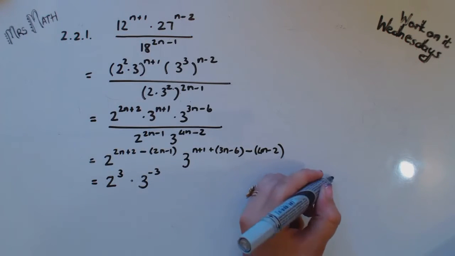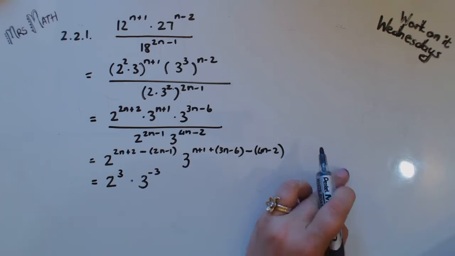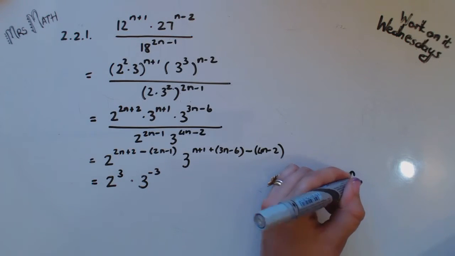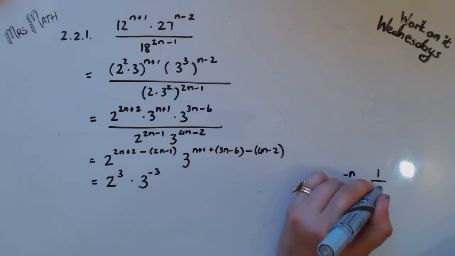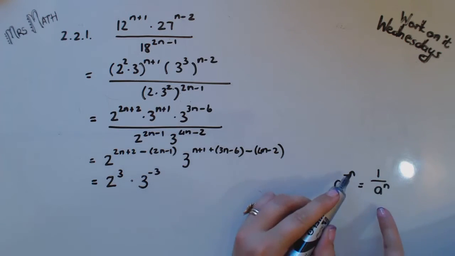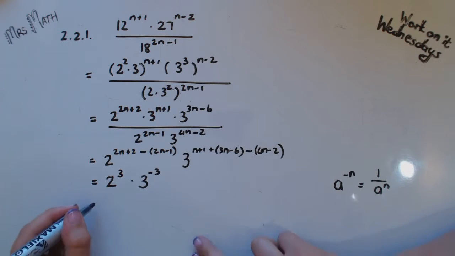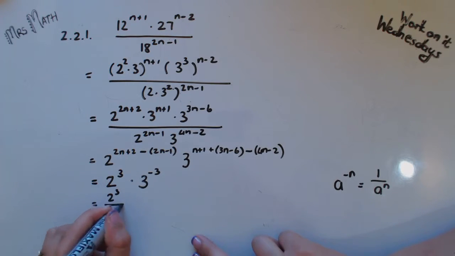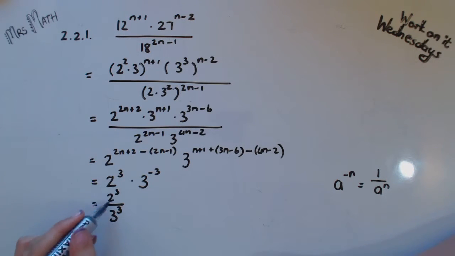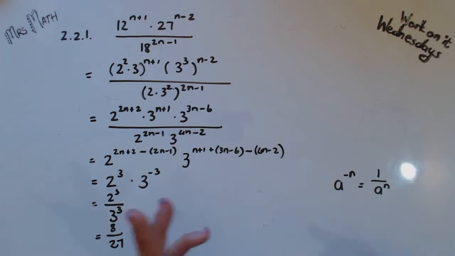And then negative exponents, a to the power of negative n is equal to 1 over a to the power of n. Negative exponents just go under the line, become positive. So this is going to go under the line and become positive, which is 2 to the power of 3 is 8, 3 to the power of 3 is 27, without a calculator. That's my answer.